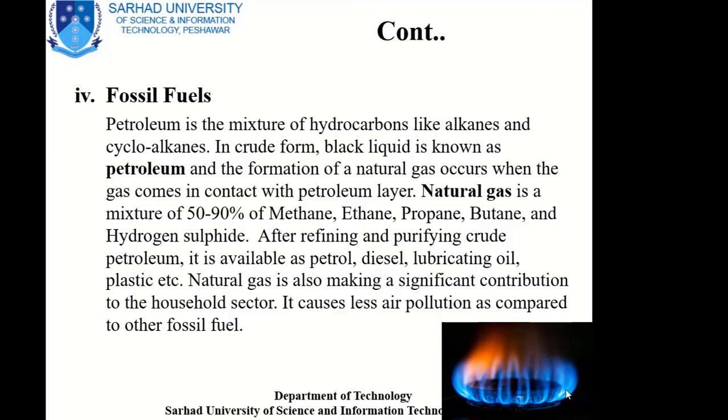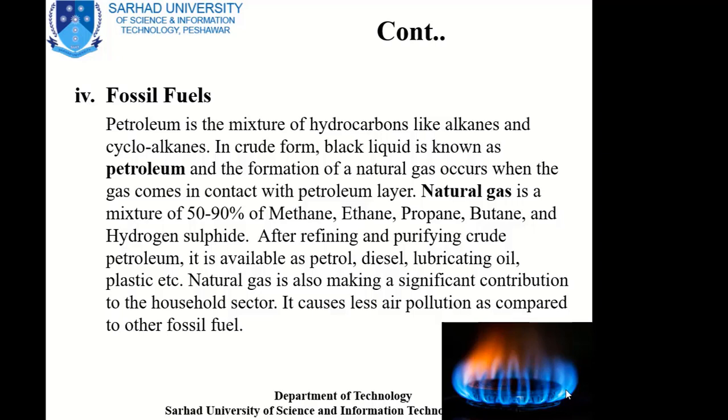In crude form it is known as petroleum, and the formation of natural gas occurs when the gas comes in contact with the petroleum layer. So natural gas is a mixture of 50 to 90% of methane, ethane, propane, butane and hydrogen sulfide. After refining and purifying crude petroleum, it is available as petrol, diesel, lubricating oil and plastic, etc.